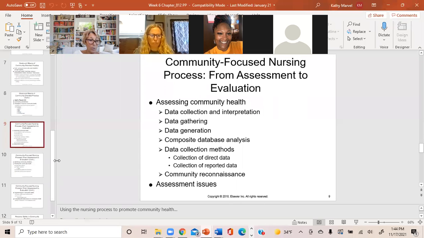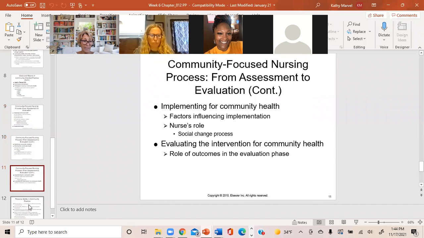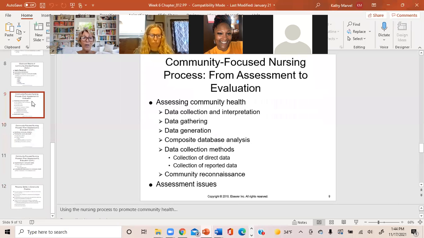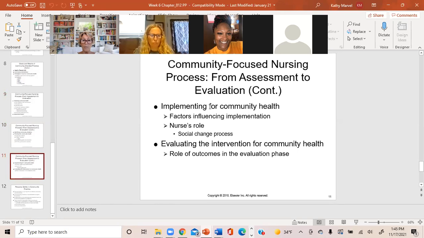And then here's, I told my group yesterday, slides 9, 10, and 11. Here's your AdPie. Please look at these. This is how your AdPie is implemented in the community setting with community assessment. This is very specific. Look at it all. Just let's go through one. Assessing, right? Collecting data, gathering data, data generation. Then it goes through identifying the problems, planning for them, implementing, evaluating. So please have a look at slides 9, 10, and 11. Okay?